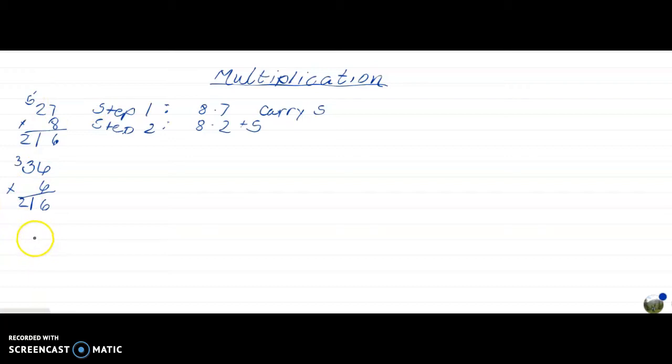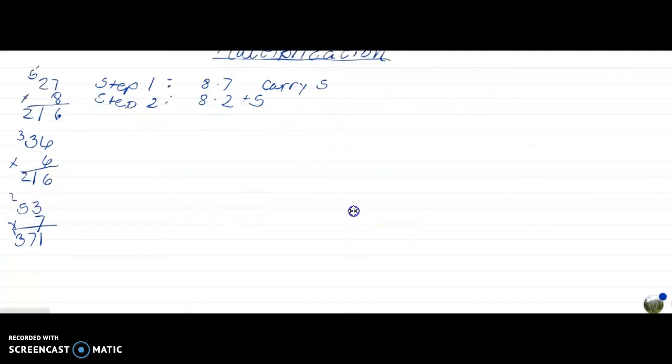So our third problem is 53 times 7. 3 times 7 is 21, so I'm going to carry my 2 and put my 1 down. 7 times 5 is 35, plus 2 is 37. So our final answer is 371. All right, so that is pretty basic multiplication. Now we're going to multiply some 2-digit numbers, 2-digit by 2-digit.